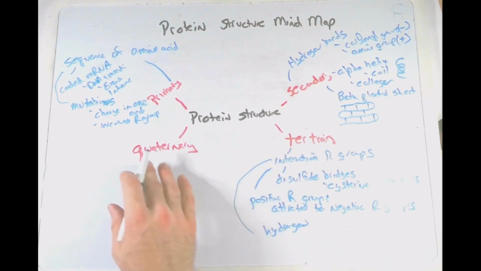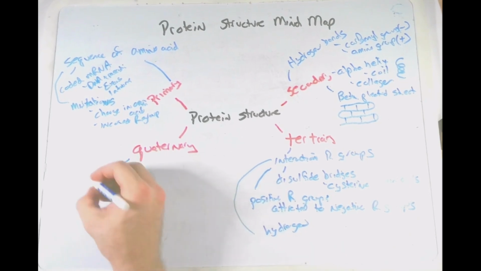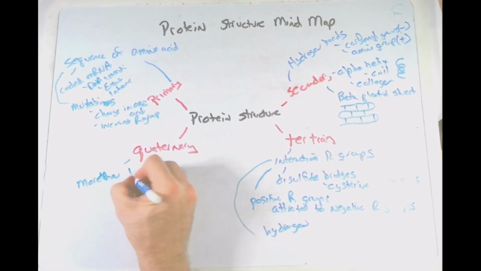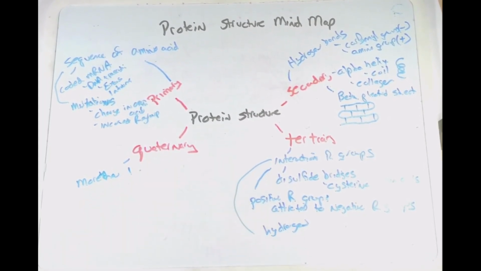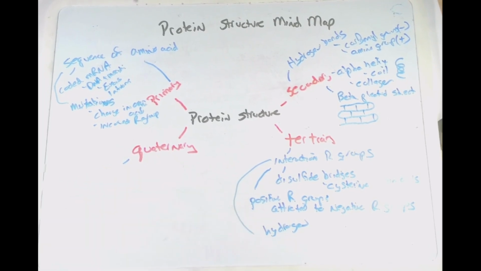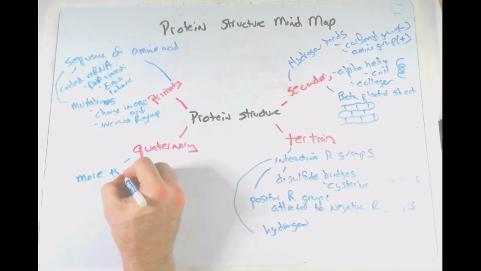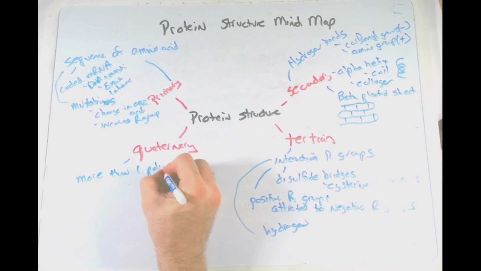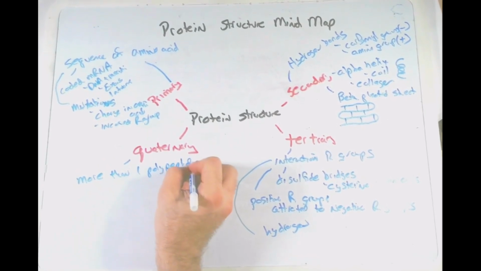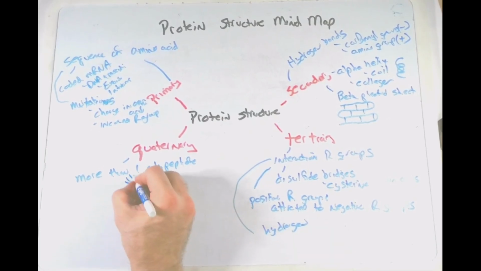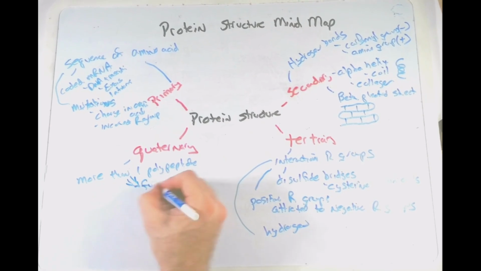And then finally, we take a look at quaternary structure. This is more than one. Sorry, that didn't come out real well. So you're looking at more than one polypeptide chain coming together, interacting to give us our functional protein.